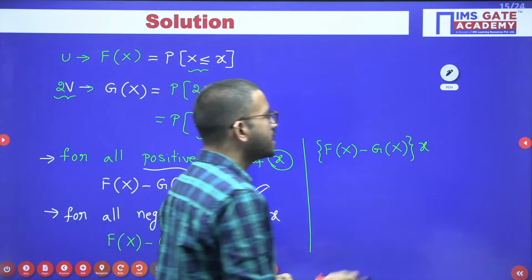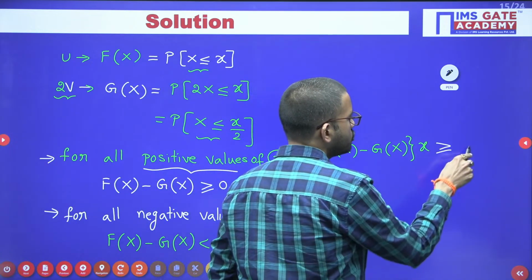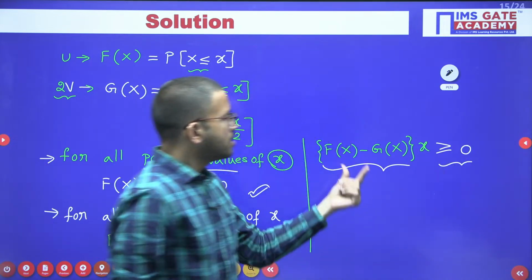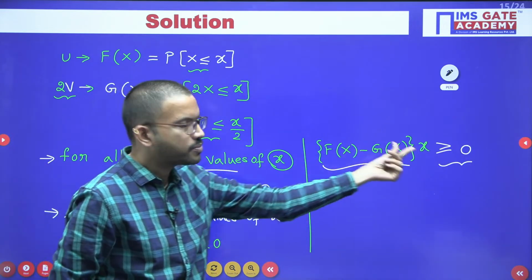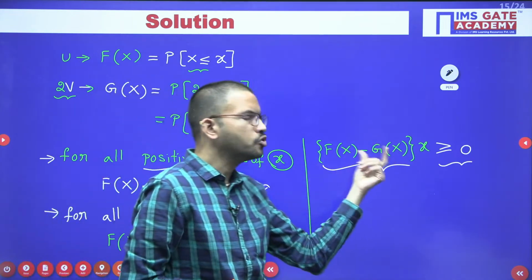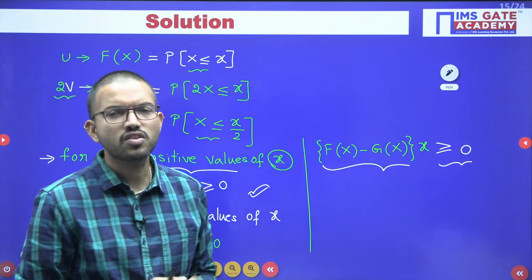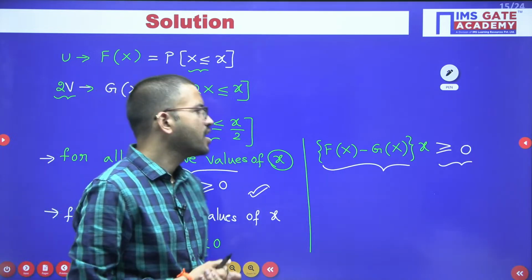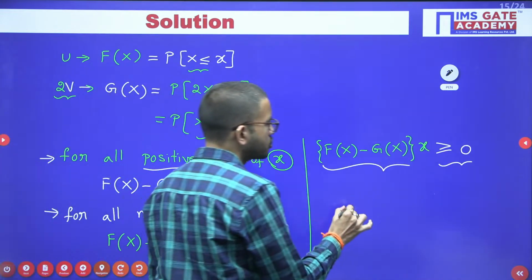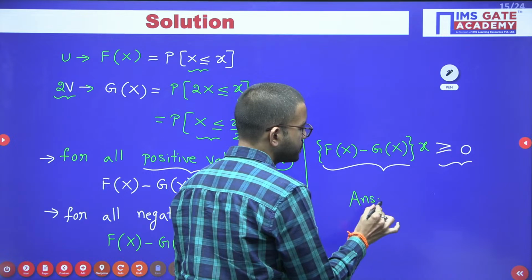So in the generalized case, we can say you are always going to get greater than or equal to 0. For the first case both are positive, for the second case both are negative. When you multiply two positive numbers or two negative numbers, obviously you get a positive number. So we can choose option D as the correct answer. The final answer for this question is option D.